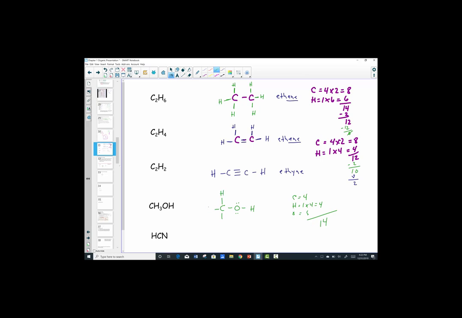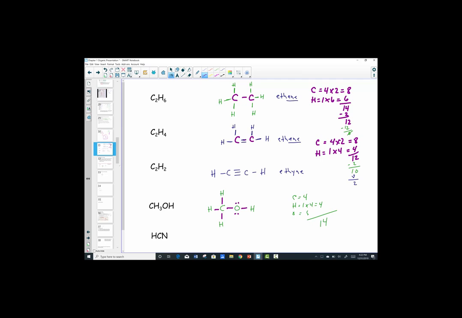Each one of these shows a 1, 2, 3, 4, 5, 6. Here's 7, 8, 9, 10, and then completing here, 11, 12, 13, 14 dots.